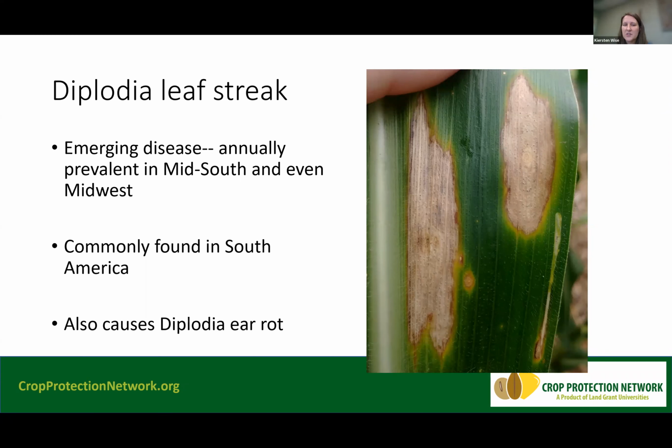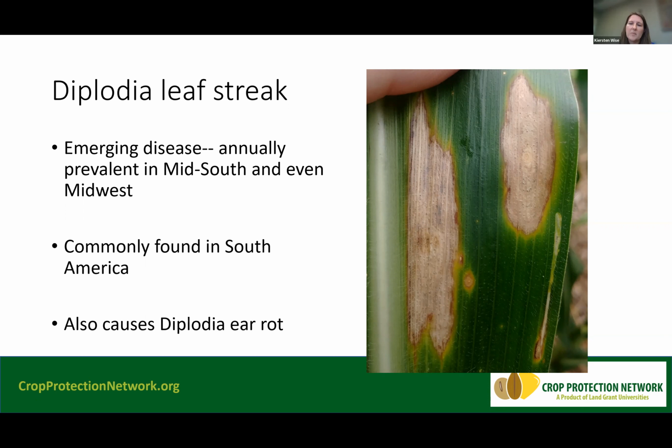Diplodia leaf streak is the first one. It's now annually prevalent in the Mid-South, and it's creeping up into the Midwest. I know they're starting to see it in states maybe even as far north as Michigan. My colleague up there thinks they've seen it as well. It's a very common disease in South America. To date, it's been confined to the lower canopy, maybe up into the mid canopy of corn, maybe at the end of the season, but no farmers have really thought that it impacted yield from the foliar phase of the disease.